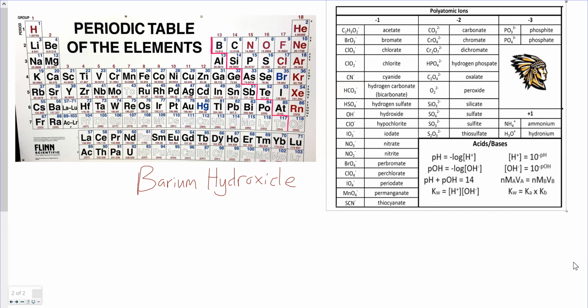Angel, you can give me the symbol for barium when you get it, and the charge. Good job, Brooklyn. Brooklyn said barium is Ba and it has a +2 charge. She is correct. Who found hydroxide?